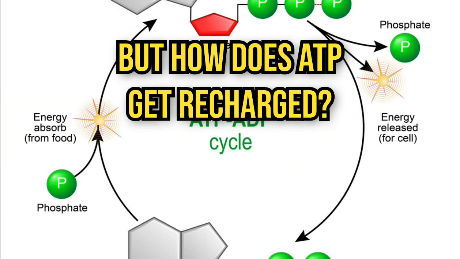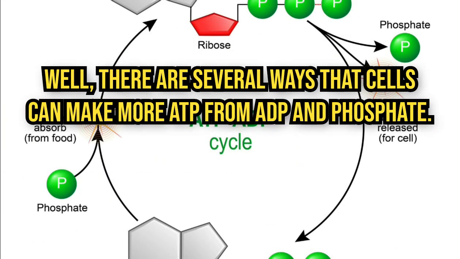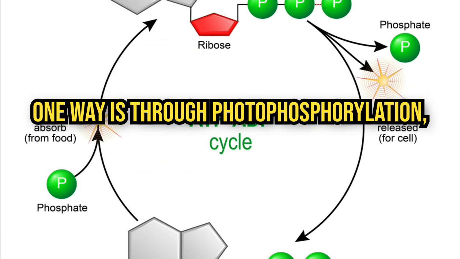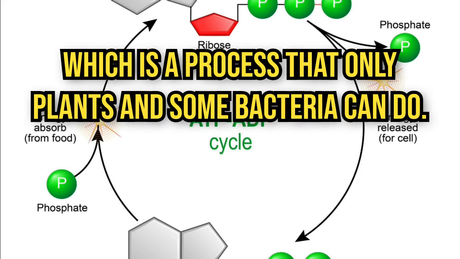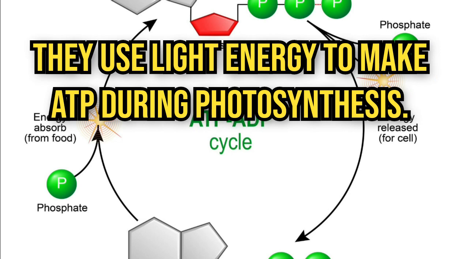But how does ATP get recharged? Well, there are several ways that cells can make more ATP from ADP and phosphate. One way is through photophosphorylation, which is a process that only plants and some bacteria can do. They use light energy to make ATP during photosynthesis.